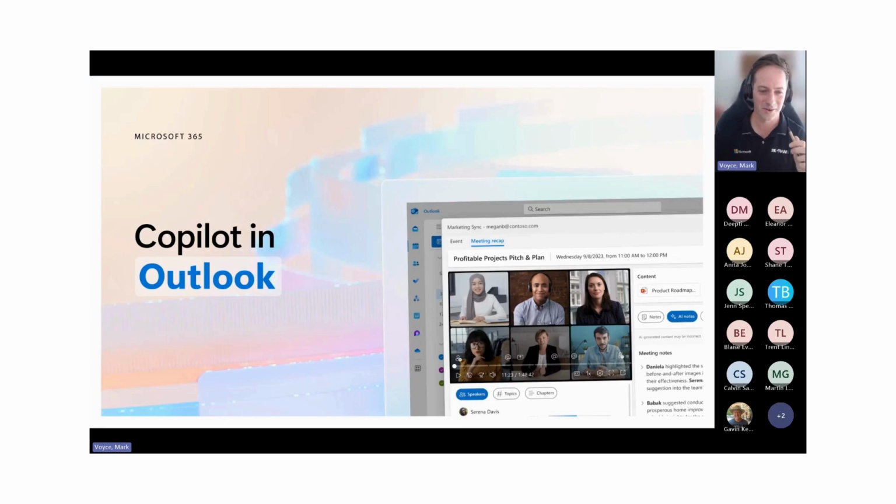Now, look, another one that I quite like as well is Outlook, and they do a great job here to sort of capture a couple of the Outlook items.